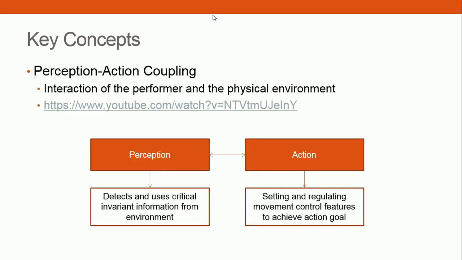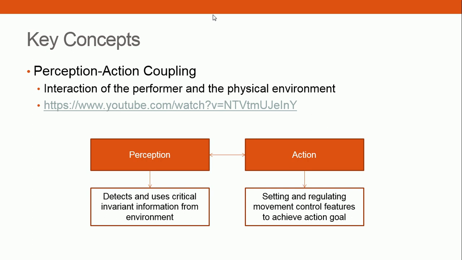Okay, this is a bit of review from one of our previous lectures. We want to come back to the concept of perception-action coupling. We looked at this in a loop in one of our earlier lectures. What we understand here, though, is that what we perceive and the way we act is an interaction of characteristics of the performer and the physical environment. If I have a set of characteristics, that's going to lead me to do certain things.